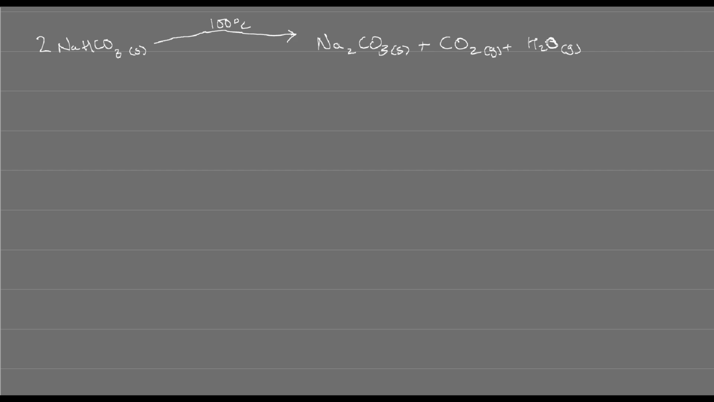So we're going to use the equation that we looked at last week. Delta H for the reaction equals the sum of delta H formation standard for the products minus the sum of delta H formation standard for the reactants.